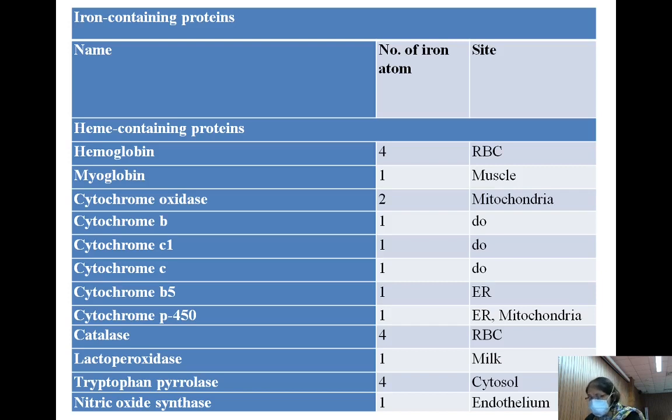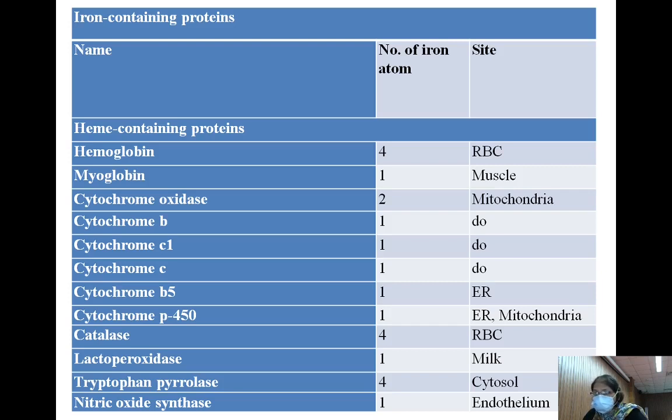Catalase is a free radical scavenger enzyme. Catalase has iron atoms: 4, and it is present in RBC. Lactoperoxidase has 1, and it is present in milk. Tryptophan pyrrolase is responsible for the metabolism of the aromatic amino acid tryptophan. Here the number of iron atoms is 4.